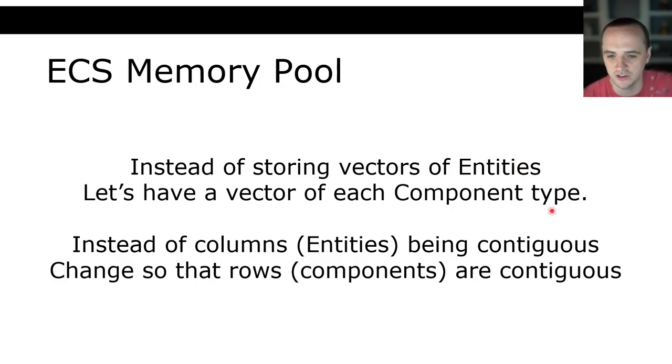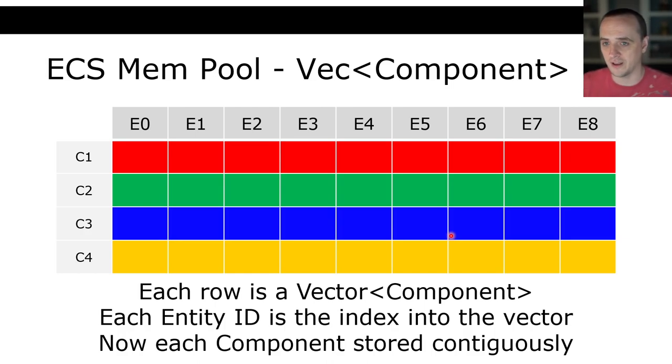But now let's change it so that rows are vectors, okay? And so the components will now be contiguous. So this is what we're going to have now. Each of these rows is a vector of the component type. We no longer have a vector of entity. We no longer have entities storing all the data. Somewhere in our memory pool, we have a vector of component ones, a vector of component twos, a vector of component threes, and a vector of component fours, so that each component is living contiguous to each other, okay? If that's not clear, just rewind the video a bit and listen to that again.